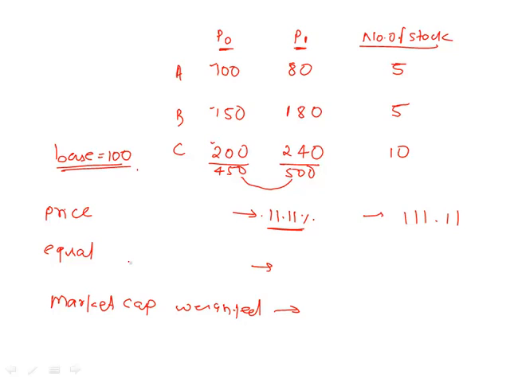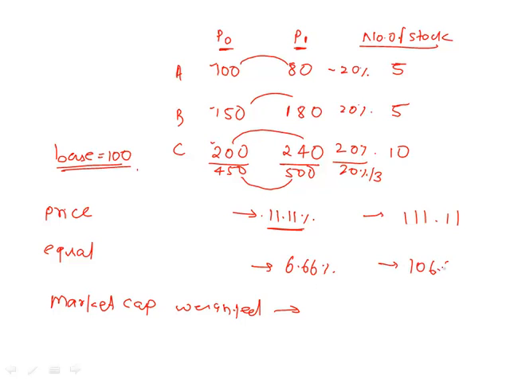In case of equal weighted, you have invested the same amount in each of the stocks. So this value must have depreciated by 20%. This value appreciated by 20%. And this value appreciated by 20%. So the average is 20 divided by 3, which would be 6.66%. So the value of the index now is 106.67.